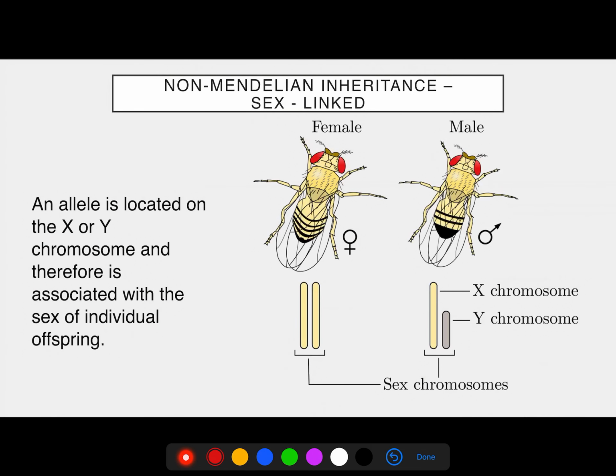The third type of non-Mendelian inheritance is called sex-linked, and sex-linked means just that the particular allele you're interested in, the gene you're interested in, happens to be on the X or Y chromosome. That's it. So you can actually associate it with male or female as well. So I can say, hey, how many females are going to be brown-eyed, or how many males are going to have blonde hair, that kind of thing.